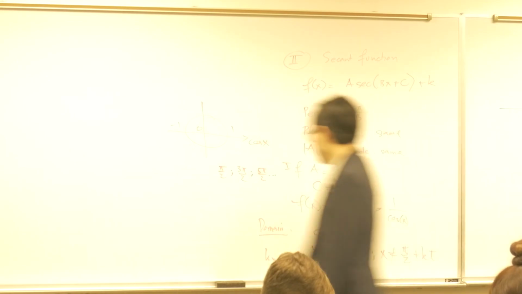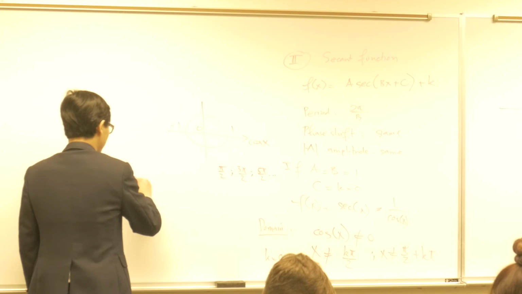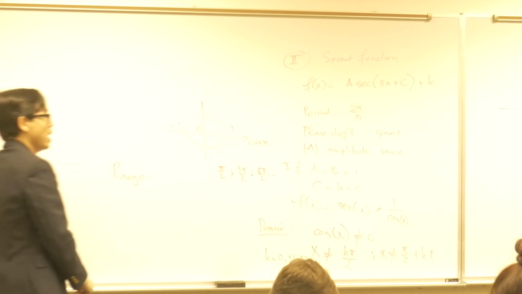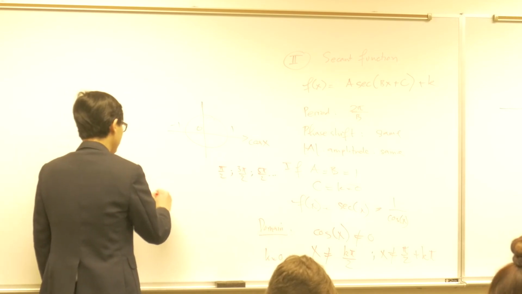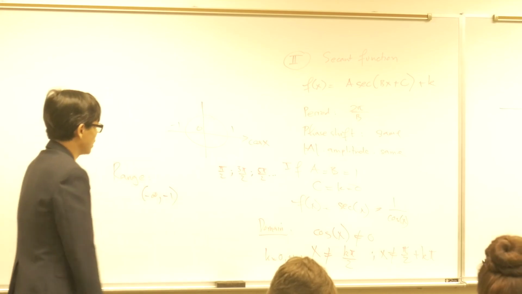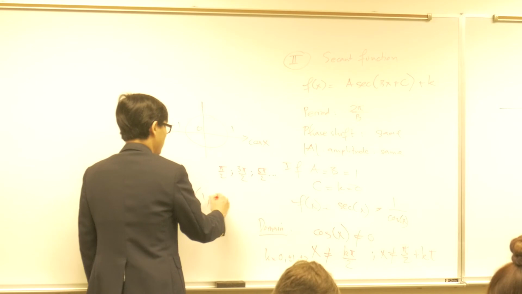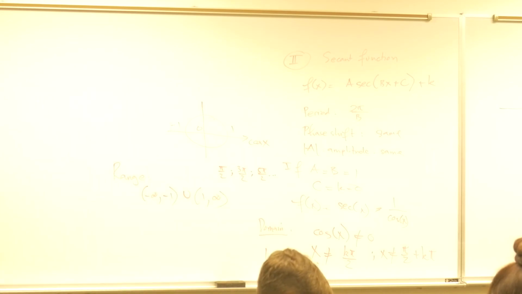How about the domain? Oh, that's the domain we just did. How about the range? The range will be the same as the cosecant. So the range will be from negative infinity to -1, union with 1 to infinity. Okay.